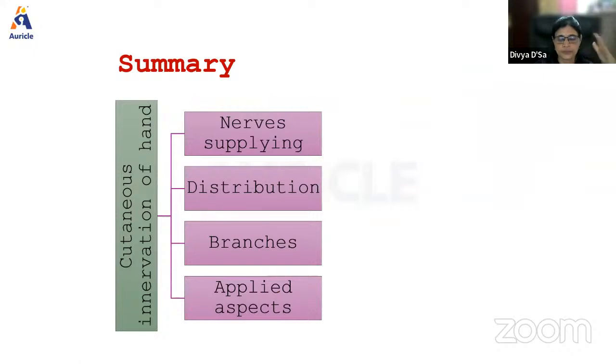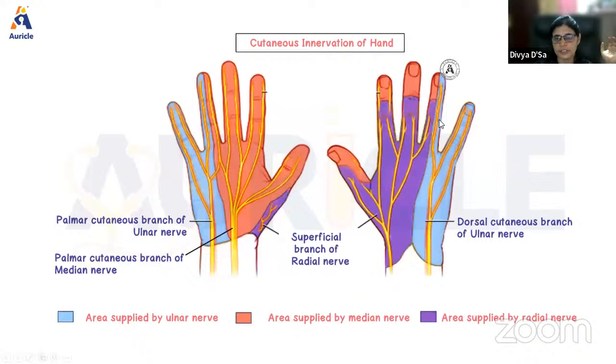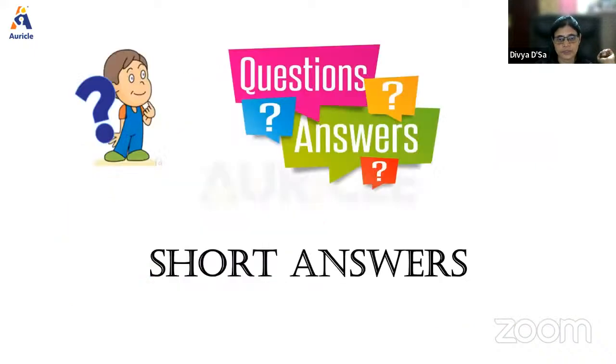So now we have the three nerves and their distribution. For branches, the median nerve gives the palmar cutaneous branch and digital branches. These are the digital branches it gives. It will give lateral and medial branches, and it will be supplying muscles as well; the muscular branches are for the thenar group of muscles.